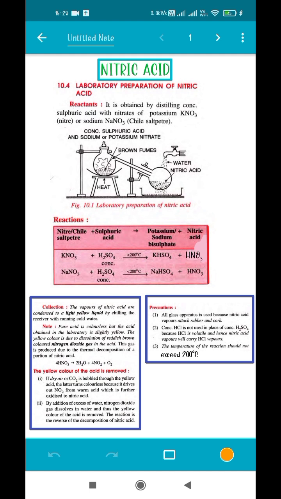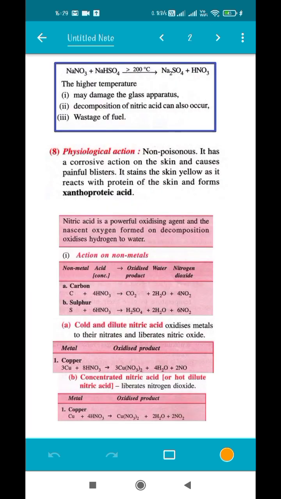Also, again, why do we use KNO3 or NaNO3? It is cheap, just like the previous two chapters. Also, the temperature should not exceed 200 degrees Celsius because we know K2SO4 or Na2SO4 will be formed, which is very difficult to remove. So at higher temperature the glass apparatus may break, fuel will be wasted, and the nitric acid can also decompose. The nitric acid will start breaking down, which is not required, right?